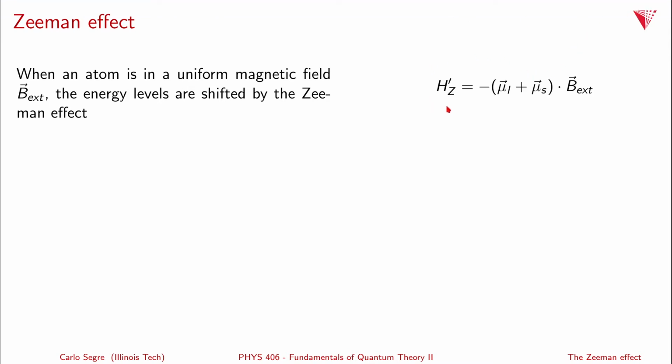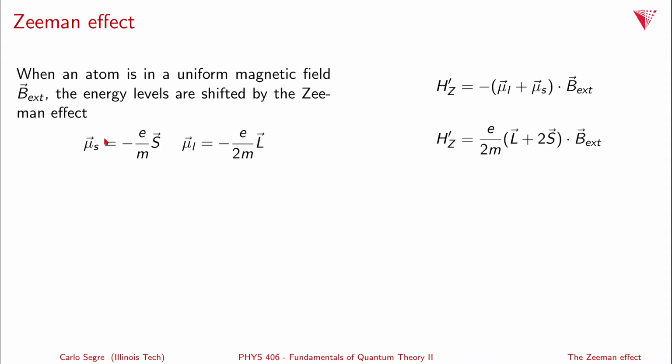The interaction Hamiltonian for the Zeeman effect, H prime sub z, is equal to minus the sum of the magnetic moment due to orbital angular momentum plus the magnetic moment due to the spin angular momentum dotted into the external magnetic field. Well, mu sub s, we know what that is. It's equal to minus e over m times the spin vector. And the orbital angular momentum magnetic moment is just minus e over 2m, there's this factor of 2, times the angular momentum vector.